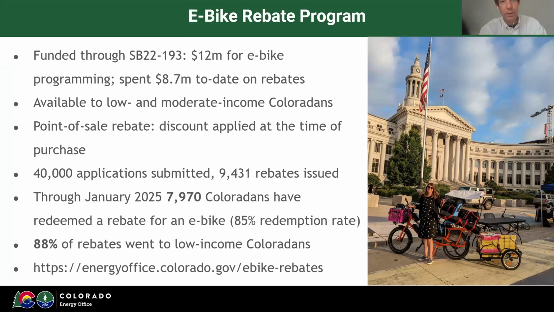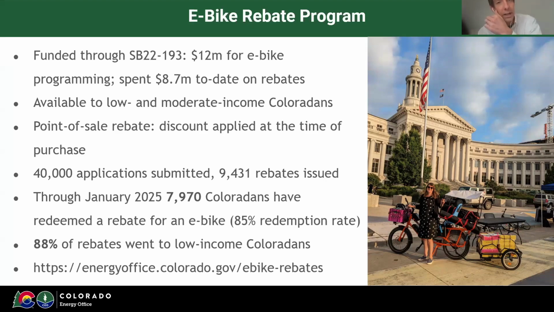Most of these rebates went to low-income Coloradans, with the balance going to moderate-income Coloradans. Again, it is a point-of-sale rebate. There was $1,100 for low-income and $500 for moderate-income residents, and also an adder for e-cargo bikes and adaptive e-bikes as well. We also had an additional adder for people to purchase a helmet and a lock. So again, that program is just finishing up, and now we're in a bit of a transitional phase.